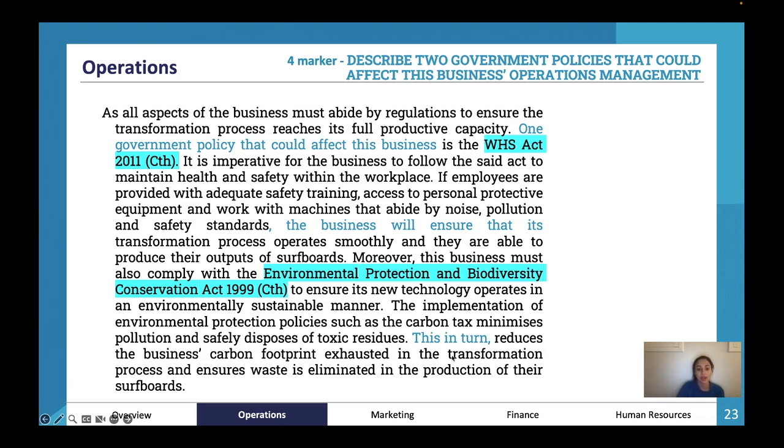And for this one, the carbon tax policy reduces the business's carbon footprint, exhausting the transformation process, and ensures waste is eliminated in the production of their surfboards. So I'm very sorry that I went very into detail on a very simple 4-marker, but I just wanted to show you guys the importance of structure, because like I said, a lot of people will just learn content, but if you just learn content, you'd be very quick to straight away go into the policy and not really focus in on that task word and that describe.